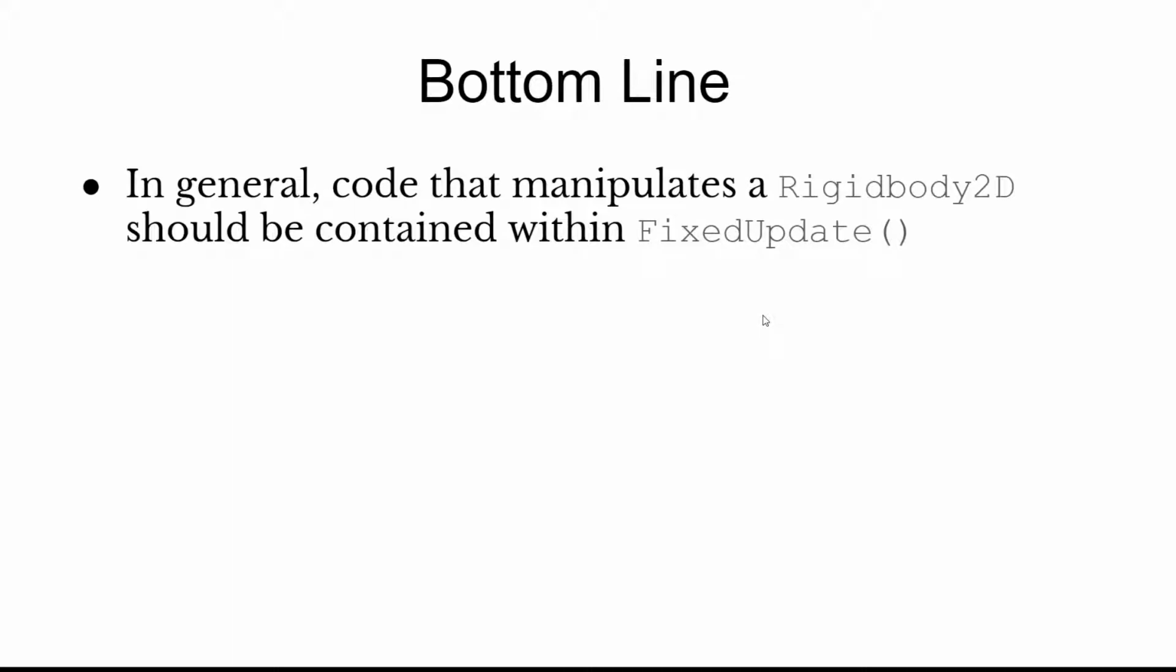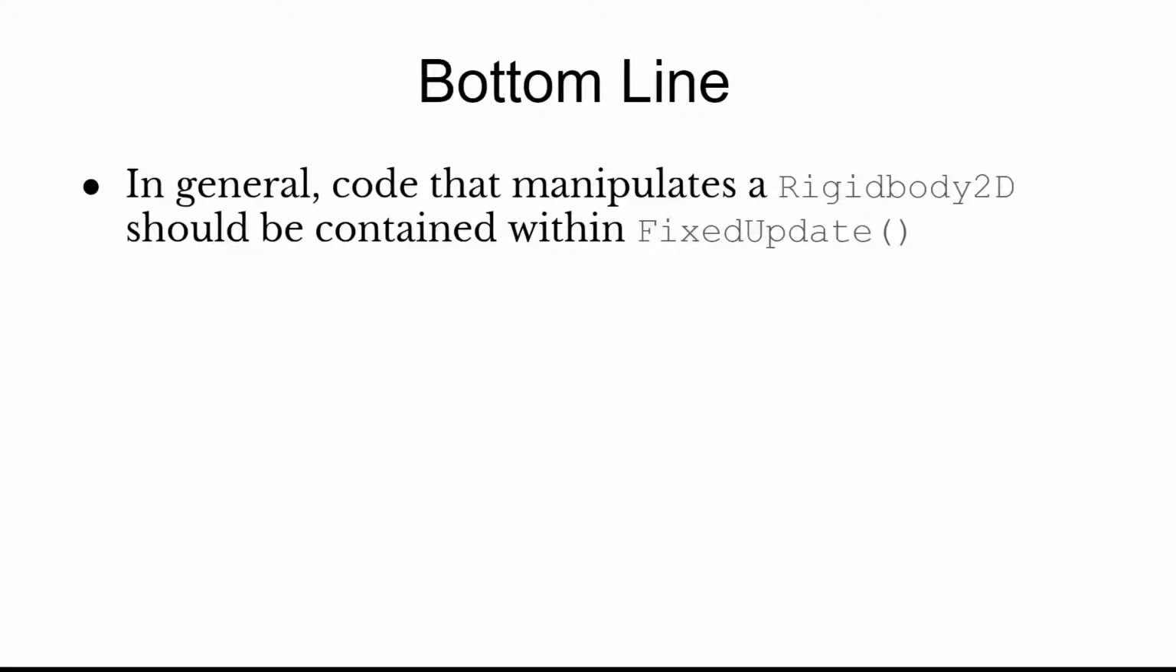So the bottom line is, we've mentioned that rigid body 2Ds in physics should only really be modified during fixed update. In general, code that manipulates a rigid body 2D should be contained within fixed update. Can you get away with doing things like adding forces inside of your update loop? Yes, you can. But you may run into problems.